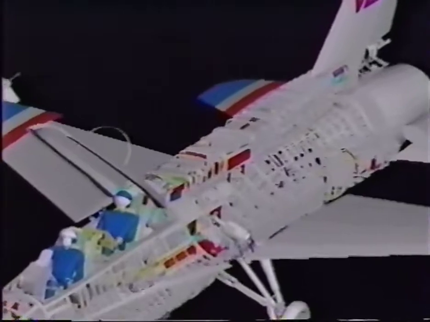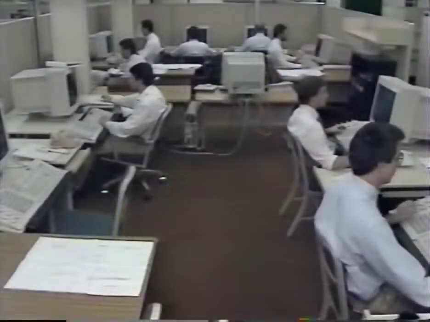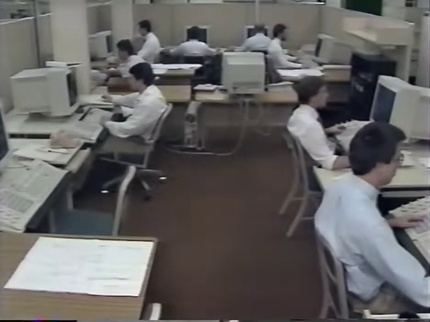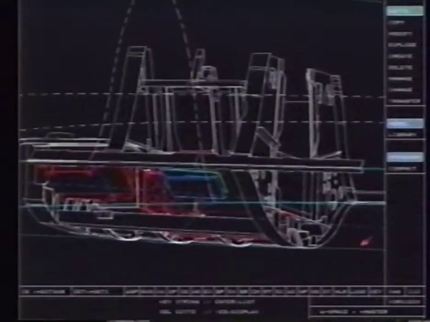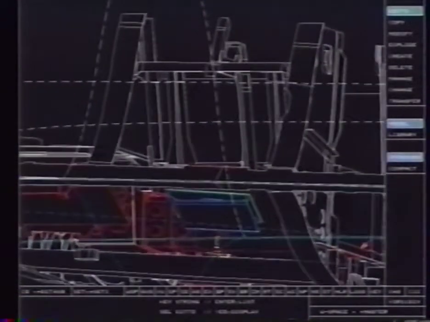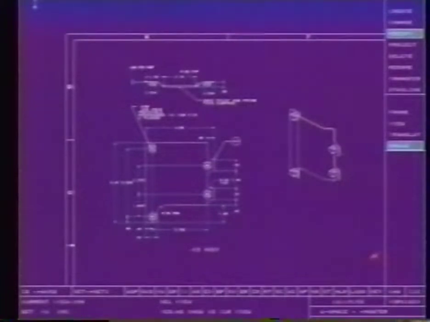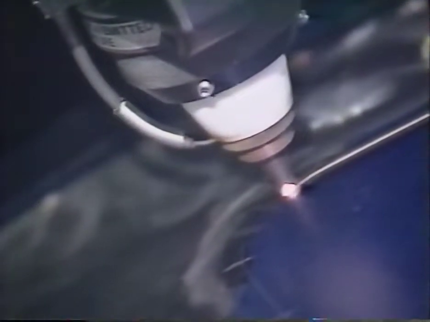This computer mock-up technique, or COMOC as it is commonly called, is only one of the advantages that were realized by using a three-dimensional design system. Throughout the rest of this program, you will see how this unique aircraft was designed and manufactured with the aid of advanced computer processes.